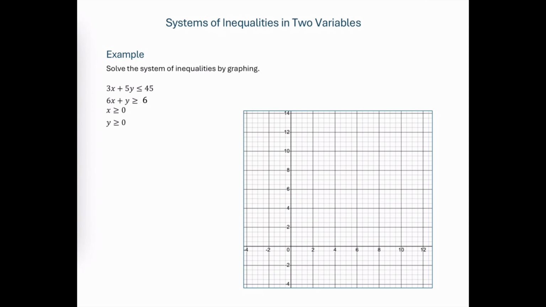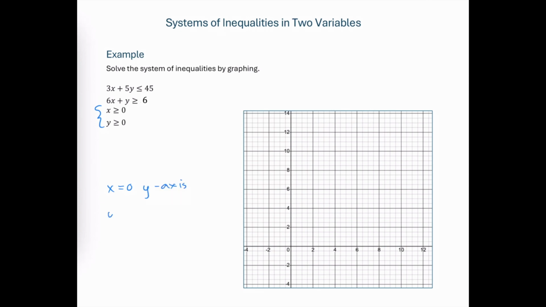Solve the system of inequalities in two variables. The solution to a system of inequalities is going to be the shaded region that satisfies all four of these inequalities. To begin, let's start with these two inequalities, and we'll notice that x is equal to 0 is the y-axis, and y is equal to 0 is the x-axis.